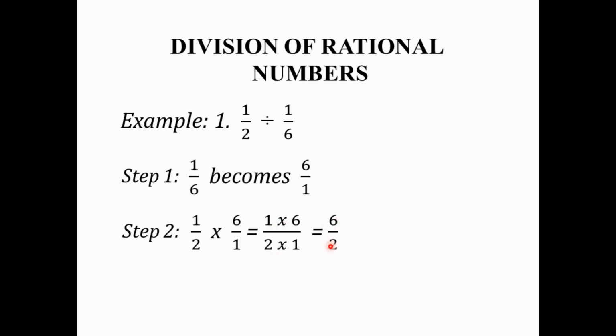And 6 over 2 can still be simplified. So we will proceed to step number 3. And the simplified form of 6 over 2 is equal to 3. So this is now the quotient after dividing 1/2 and 1 over 6. Alright?